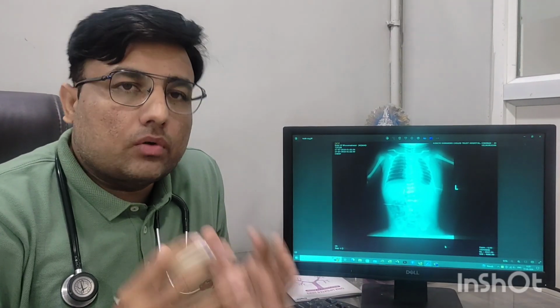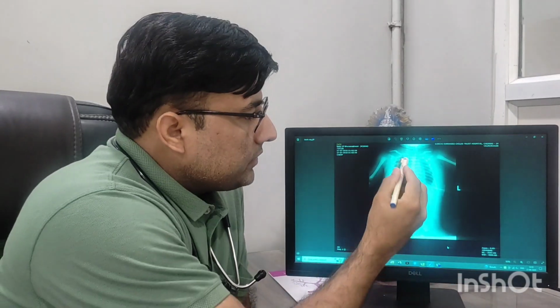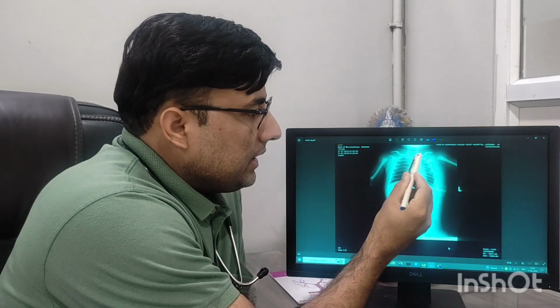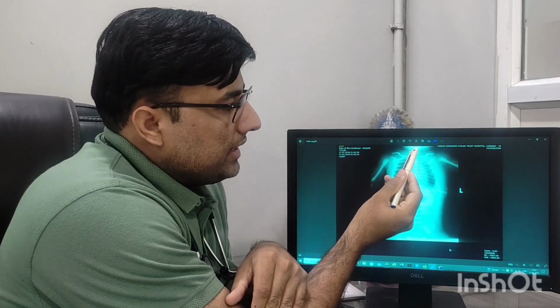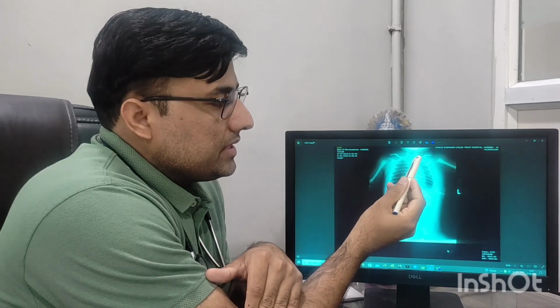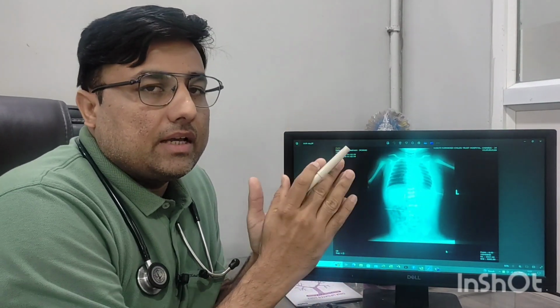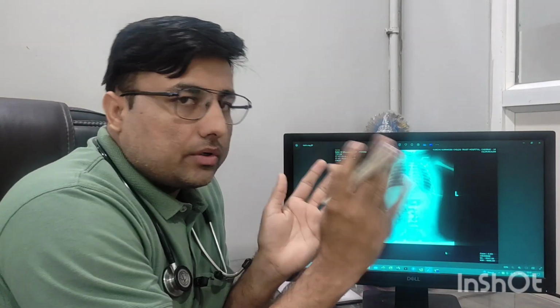Next, we will comment on rotation, means whether it is a rotated film or a centralized film. So first we will look for the medial end of the clavicles. The medial ends of the clavicles should be equidistant from the center. If they are equidistant, means it is a well centralized film. If not equidistant, means rotated film.